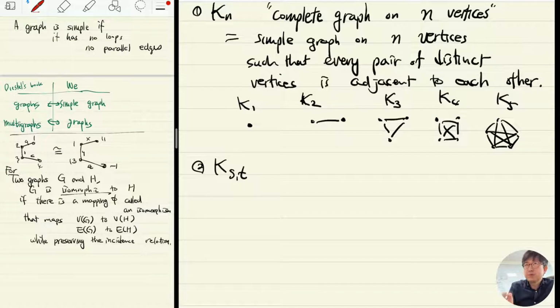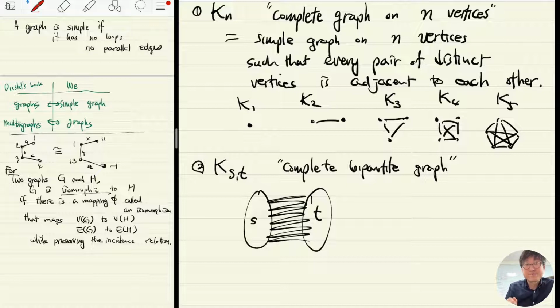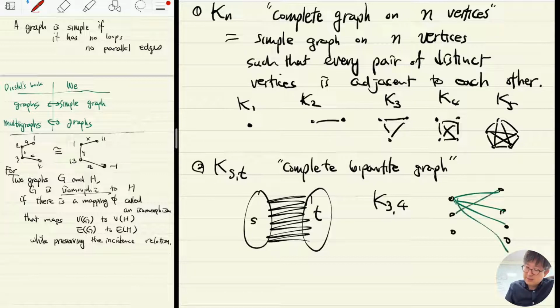And K_{S,T}, this is also called the complete bipartite graphs. So you have S vertices and T vertices, and between them it's complete. There are no other edges. So for instance, K_{3,4}, you have 3 vertices and 4 vertices, and edges are like this. And it's a simple graph.